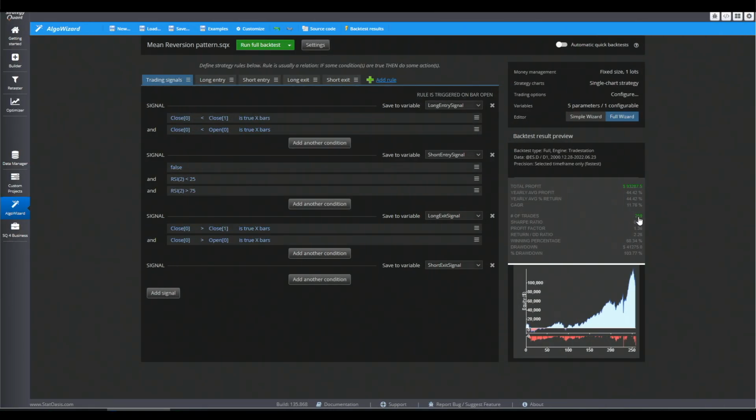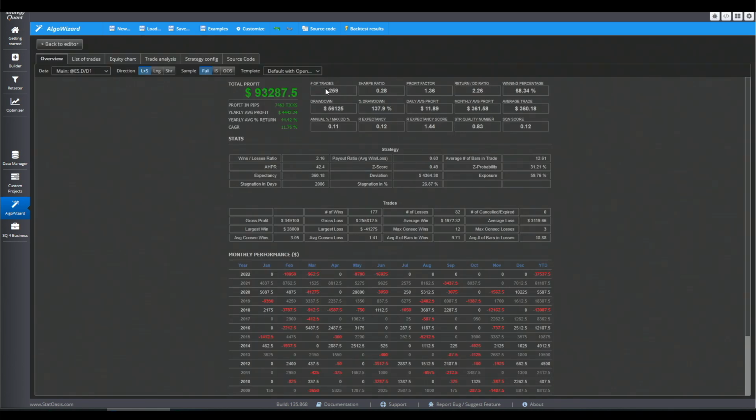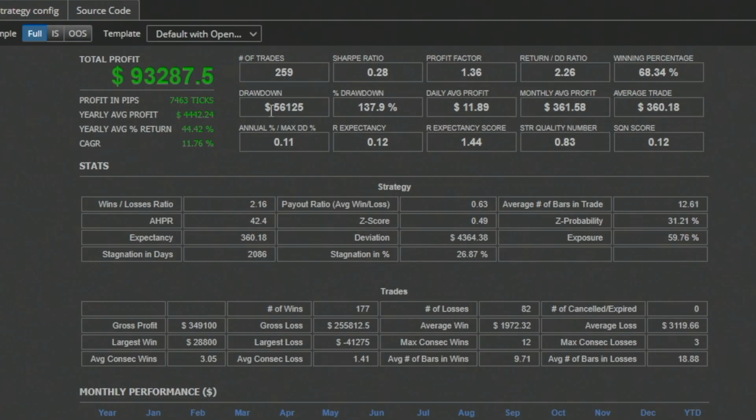Now we lower the strategy's number of trades and we make more money. So the strategy is a little bit better. Now we have lower drawdown, we're making a higher average trade, but we have fewer trades.